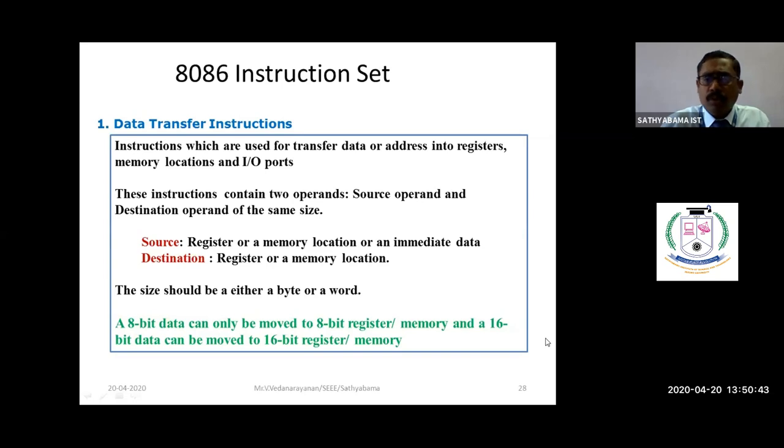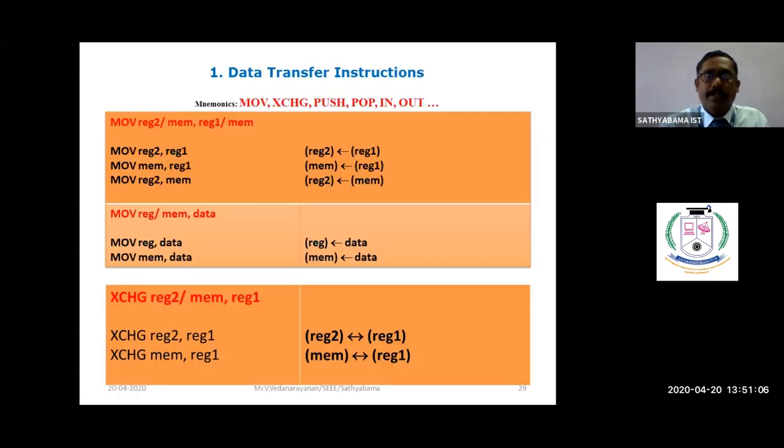Here we have two operands, one is the source, another one is the destination. Source can be a register, a memory location, or immediate data. The destination will be a register or a memory location. We can have a byte or word, so you can use an 8-bit register or a 16-bit register. What are the instructions grouped in the data transfer category? You have move instructions, exchange instructions, push instructions, pop instructions, and in and out instructions. Many more instructions are available like this.